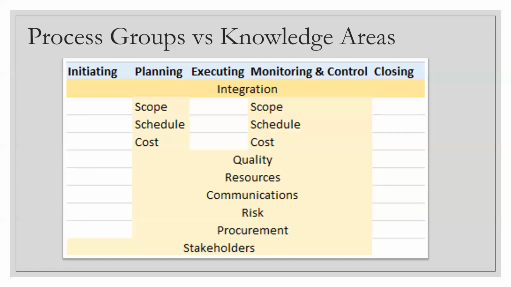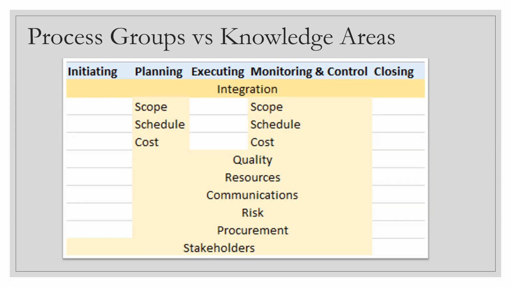This is the part which we have seen in almost most of the training lessons, the process groups versus the knowledge areas, and we have thankfully completed all the knowledge areas now, apart from integration. We are done with scope, schedule, cost, quality, resource, communication, risk, procurement, and stakeholders, all of them in detail. Now, we have come a very long way.